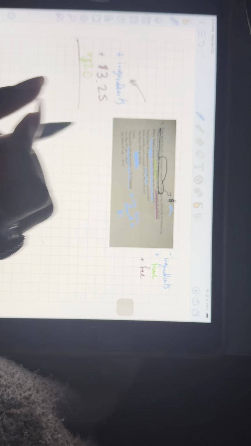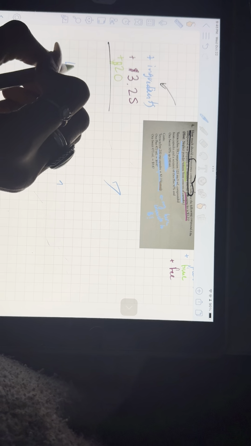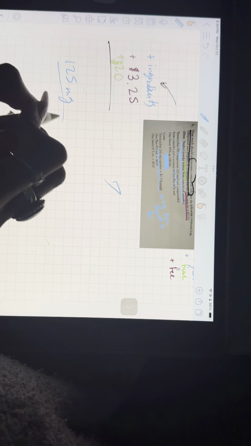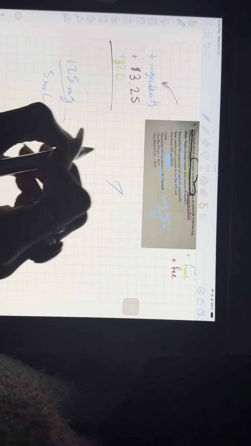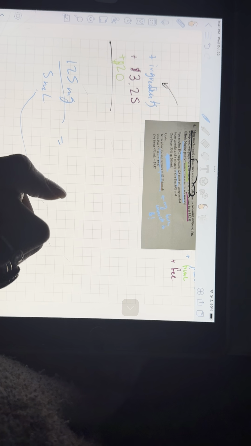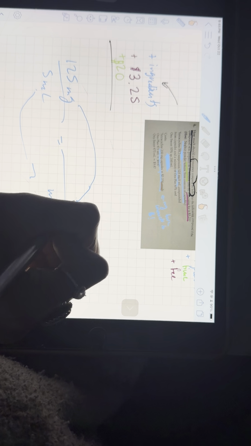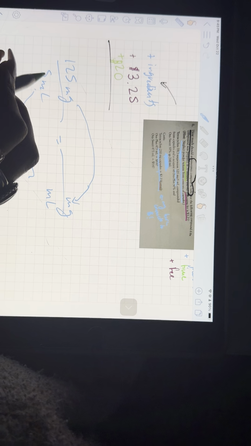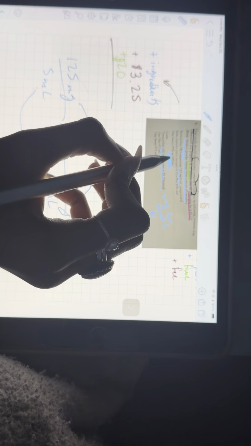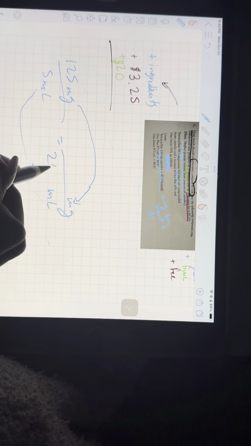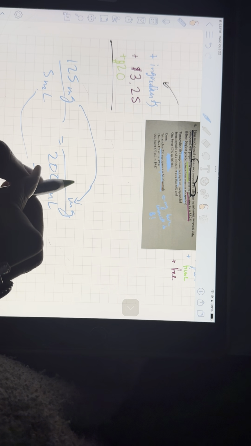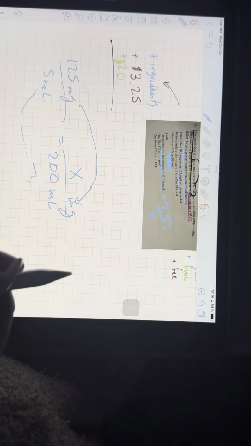So we're going to take that and set it up. 125 milligrams over 5 milliliters equals, okay, milliliters has to match, so it has to match milliliters here. Milligrams has to match, so it's going to be milligrams here. What are the knowns? 200 milliliters is the known, so that has to match there. This is our X. We don't know how many milligrams are going to be in the final amount.